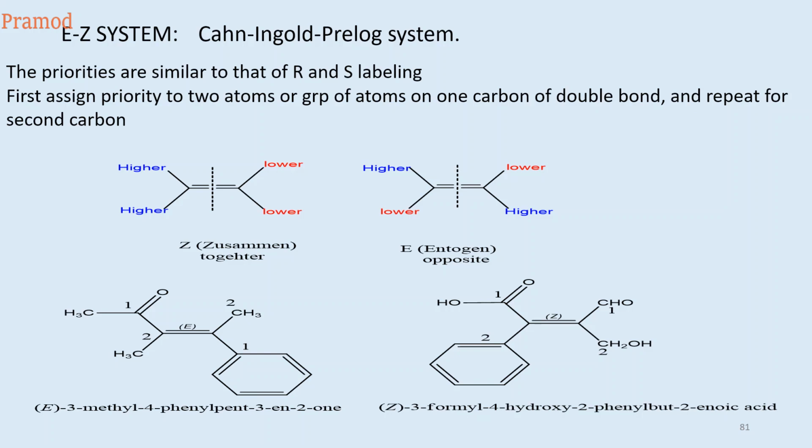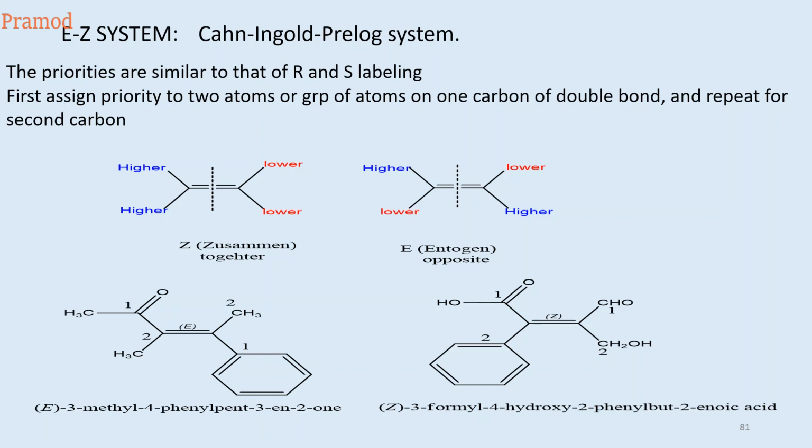Now you go to the other carbon. You get a methyl and a phenyl group. In case of phenyl, the carbon is attached to three carbon atoms, because phenyl contains a double bond. The double bond is converted into equivalent two carbon atoms, and moreover it is connected to another carbon. So there will be three carbons. That's why the phenyl group is given first priority, and it is known as E configuration.